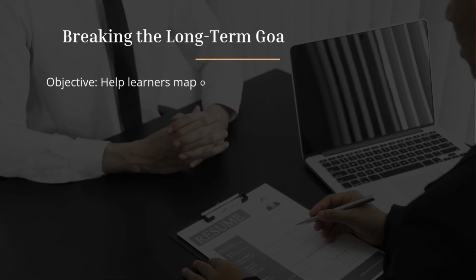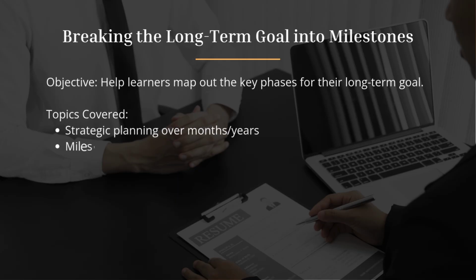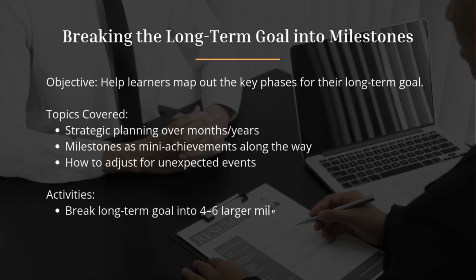Breaking the long-term goal into milestones. Objective: help learners map out the key phases for their long-term goal. Topics covered: strategic planning over months and years; milestones as mini achievements along the way; how to adjust for unexpected events. Activities: break the long-term goal into 4 to 6 larger milestones. Add estimated timeframes and tools needed.